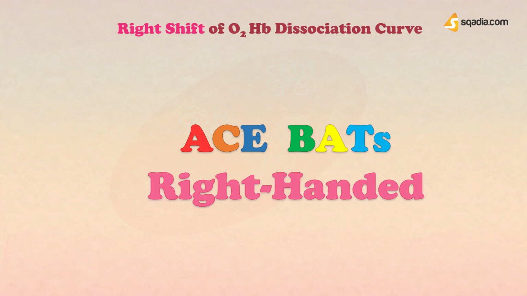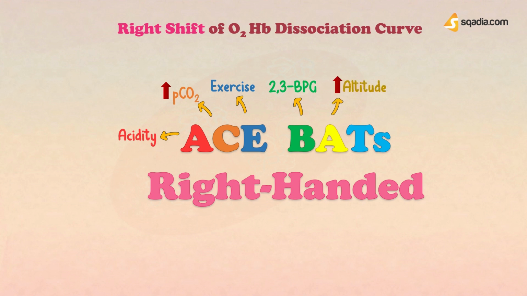Where A refers to the acidity, meaning a low pH, or an increase in hydrogen ion concentration. C refers to the increase in PCO2, and E for exercise. Now, B is from 2,3-BPG, while A refers to the high altitude, and T indicates the rise in temperature. And of course, right-handed is indicating the shift of the curve to the right.